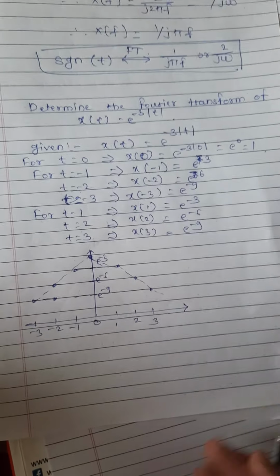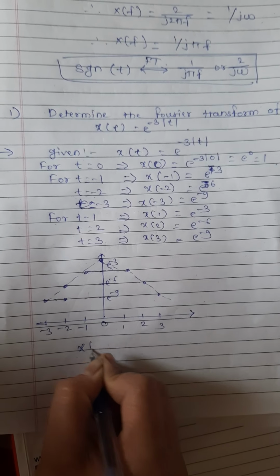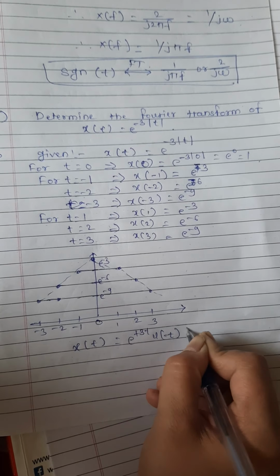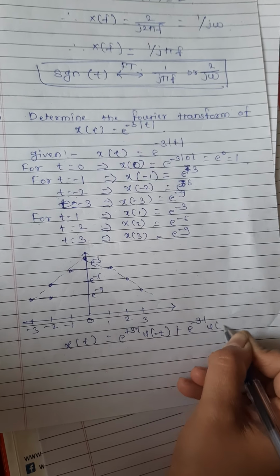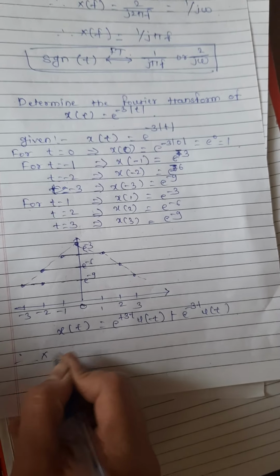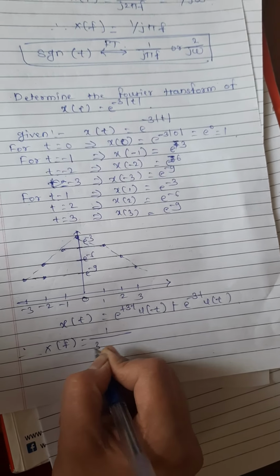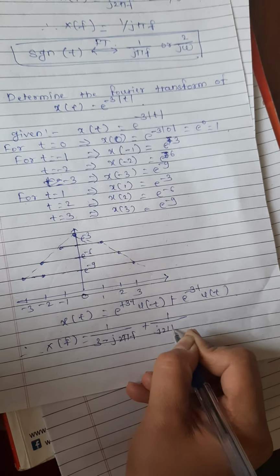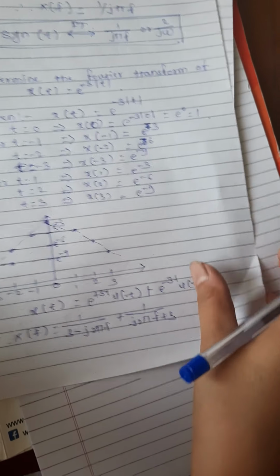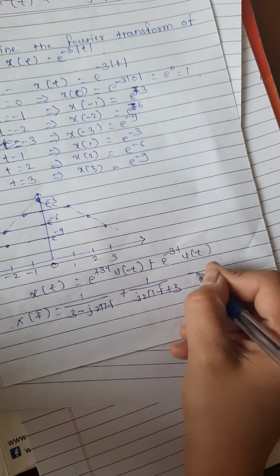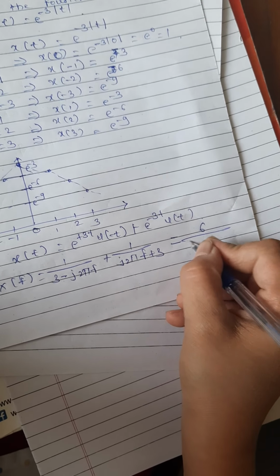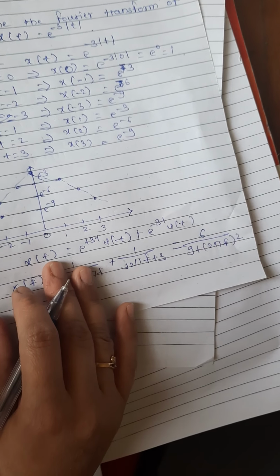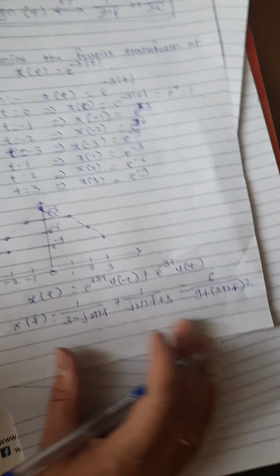So mathematically we can write this equation as x of t is equal to e raised to plus 3t u of minus t plus e raised to minus 3t u of t. So X of f is equal to 1 by 3 minus j2 pi f plus 1 by j2 pi f plus 3. So we multiply it and here I write the direct final answer, 6 by 9 plus 2 pi f square. So this is the answer.